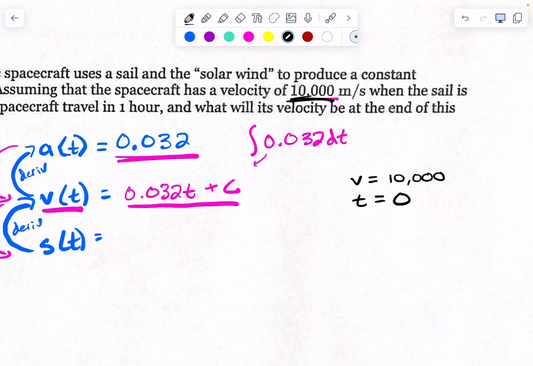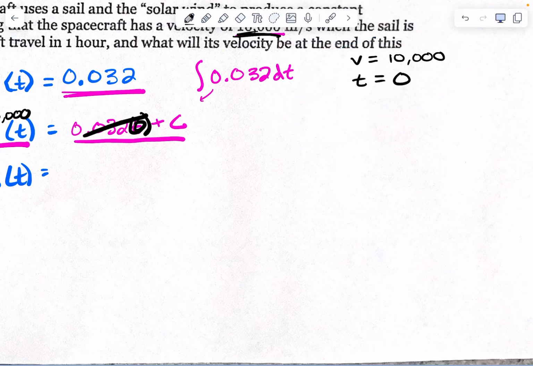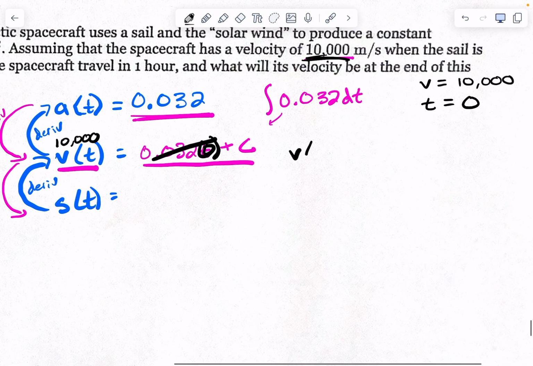So I can plug 10,000 in for v, and I can plug 0 in for t, and then that means C is going to be 10,000. That makes so much sense. So they have to give you that information. Now we're going to do some more. So my official equation for v of t is going to be 0.032t plus 10,000.